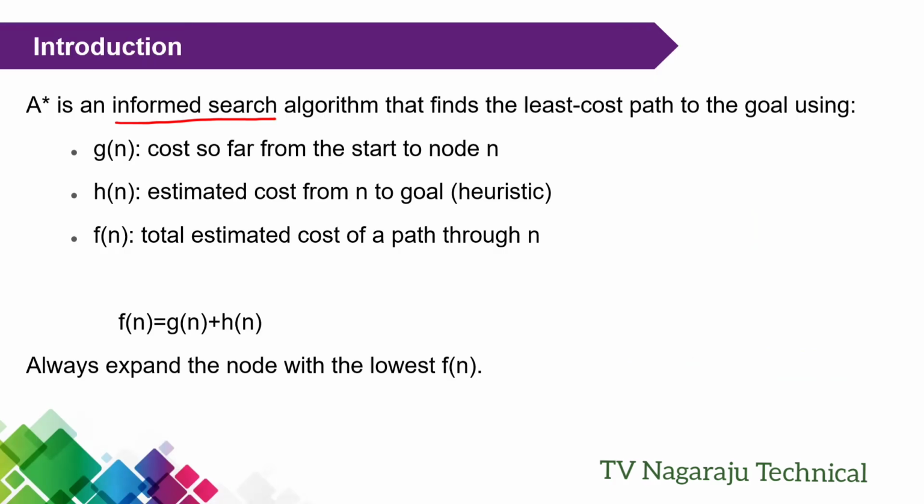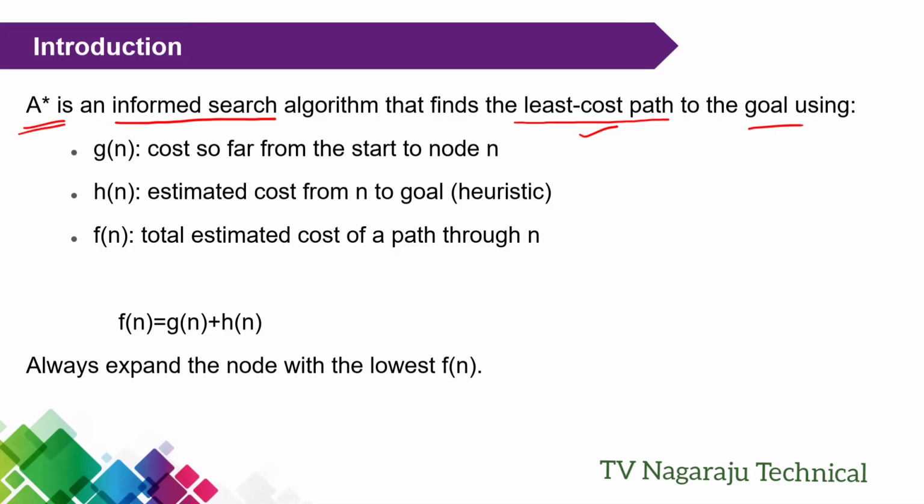So A star is also an informed search, and the main goal is to find the least cost path to the goal. That is, from the start node to the goal node, assume multiple paths are there. Among all the paths, you need to calculate the path which has the least cost. For such types of problems, we are using this A star algorithm.